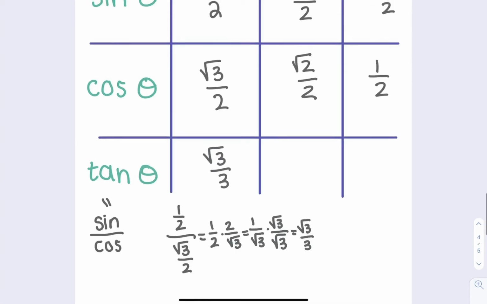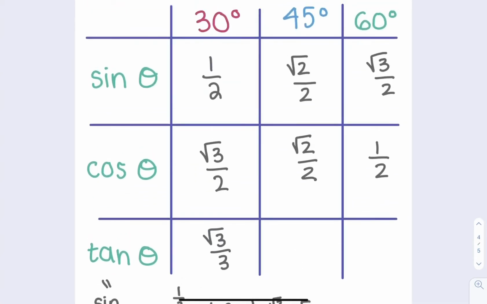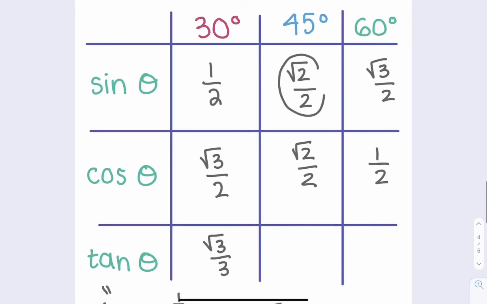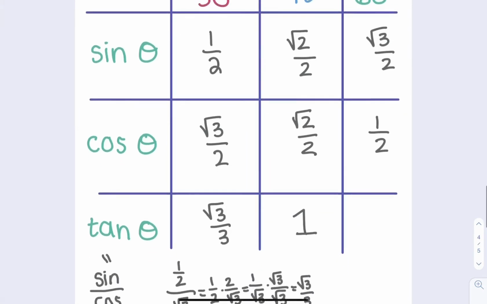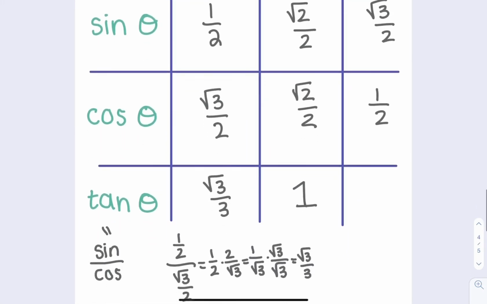Next we have tangent of 45. If you notice, if you take sine divided by cosine, since it's the same value, anything divided by itself will just give us 1. Lastly, our 60 degrees, if we take sine divided by cosine, well, that becomes square root of 3 over 2 times 2 over 1. These 2's will cancel to give us square root of 3.